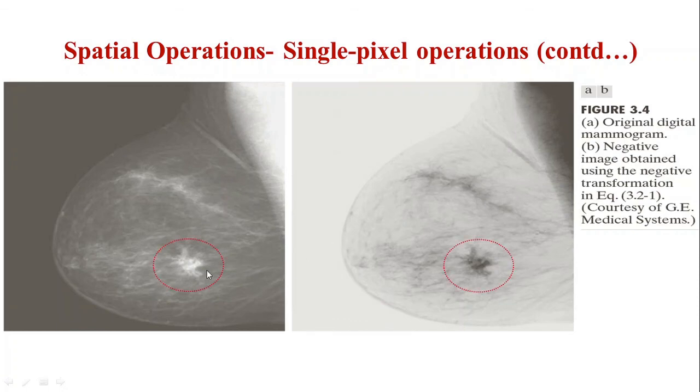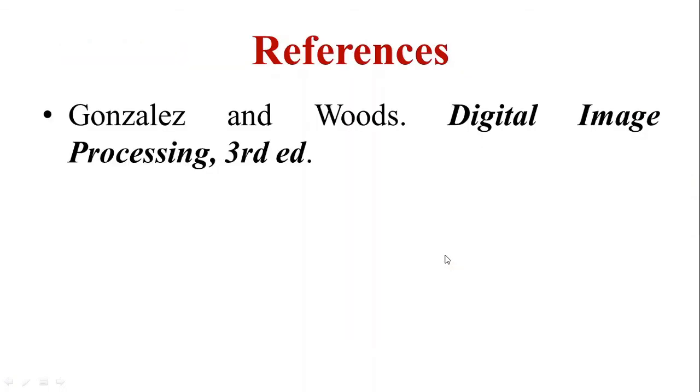Here you can see the mammogram, represented with this circular formation. Depending on the radiologist, sometimes they feel comfortable working with the original image, but most of the time they go with the image negative, because they feel that identification and understanding of mammograms is easier in these negative images. I hope you are able to understand what single point operations are and what their various applications are, and this is a reference book. Thank you.